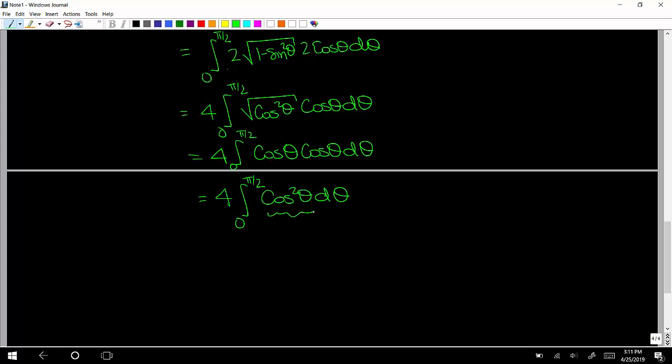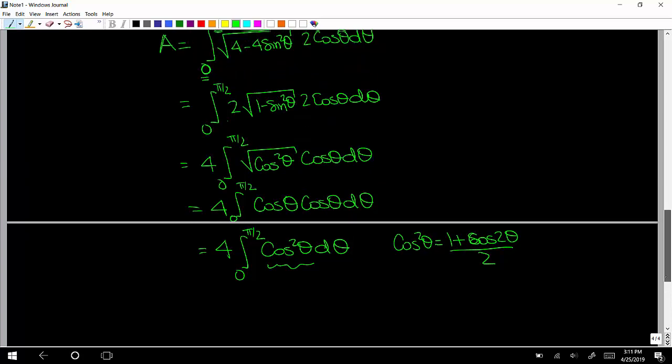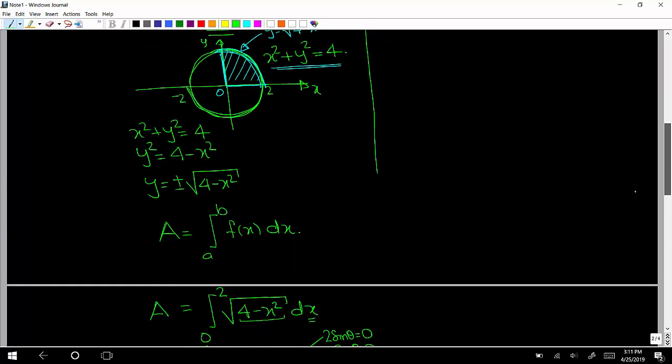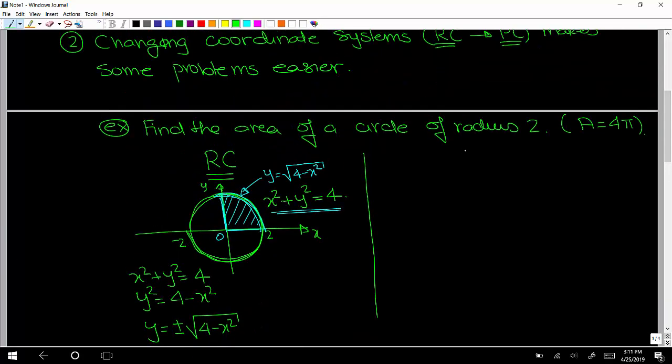Now we'll have to use a double angle identity. If you recall, cosine squared theta is 1 plus cosine of 2 theta over 2, and then you'll have to do term by term integration. Then you'll have to plug in the upper limit and the lower limit, and you can see this problem has gotten out of hand. Okay, well, let's try to do the same problem in polar coordinates.